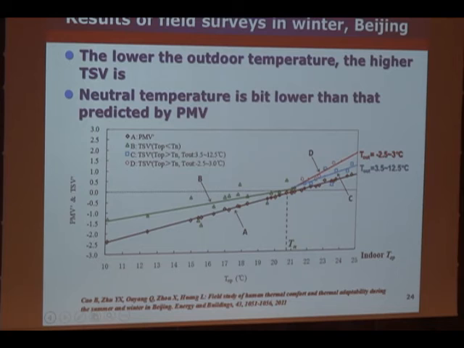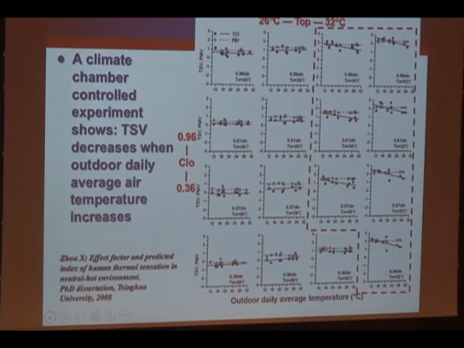So no matter if the indoor temperature is the same, the outdoor temperature also affects people's real feeling. It's very strange. And we did a climate chamber experiment with very strict control, a kind of cross experiment. This one is the outdoor daily average temperature, and this one is the indoor temperature, higher, lower, changed. But we found that although the indoor temperature is the same, when the outdoor temperature is higher, the vote is lower, at the same temperature.